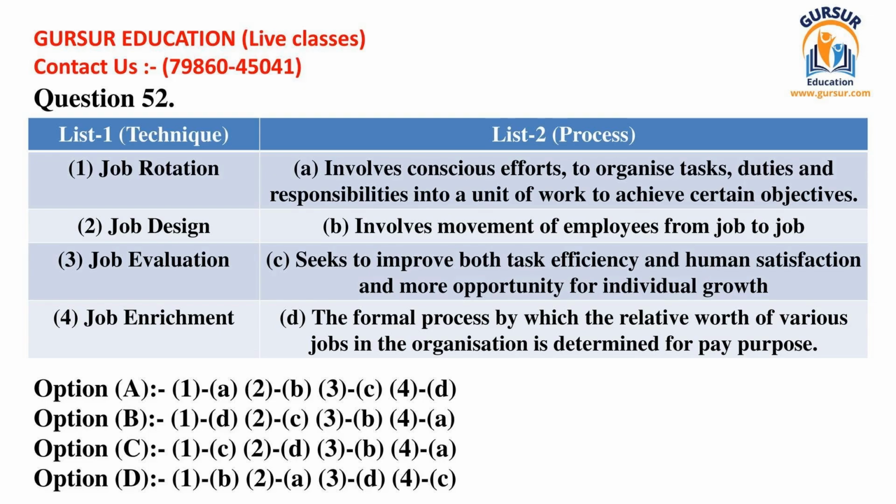The list 2, Process, contains the following items. A. Involves conscious efforts to organize tasks, duties and responsibilities into a unit of work to achieve certain objectives. B. Involves movement of employees from job to job. C. Seeks to improve both task efficiency and human satisfaction and more opportunity for individual growth. D. The formal process by which the relative worth of various jobs in the organization is determined.